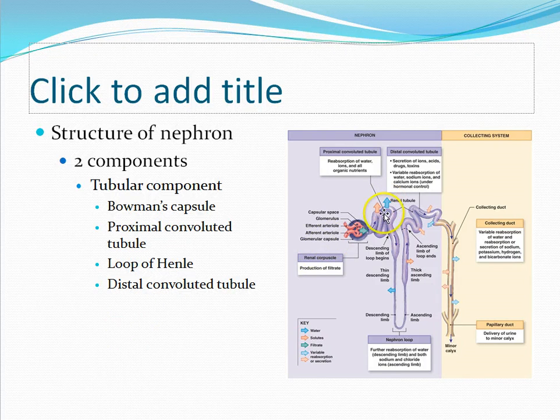After the Bowman's capsule, we have the proximal convoluted tubule. This is the coiled portion as it leaves the capsule. From here, it becomes the loop of Henle. There is a descending portion and an ascending portion. This then becomes the distal convoluted tubule, which is the coiled portion at the other end of the tube.